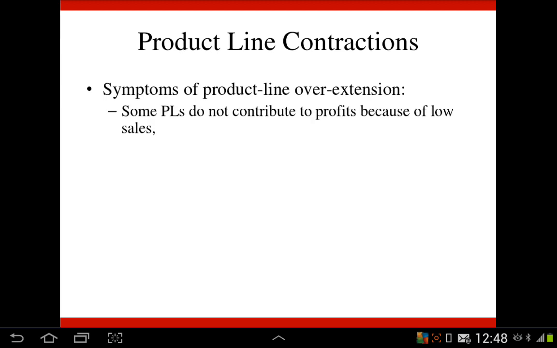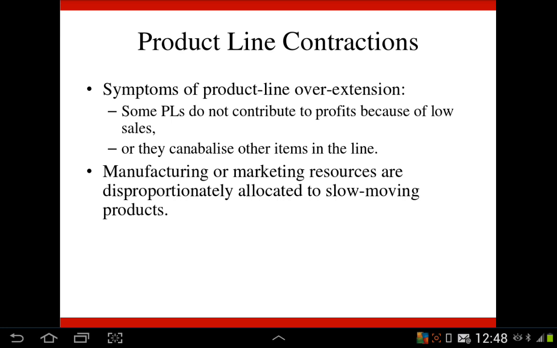Okay, there are some symptoms. When do you have too many items in your product line? Some product lines do not contribute to the profits because they're not making a lot of money. They can also cannibalize, meaning they can take some of the sales from your other product lines. Remember, for every product line you have, you need marketing staff, a whole team invested in promoting that product line. If you have a lot of people working on a product line and it's not making a lot of money, you've still got to pay their salaries. So it increases your expenses.